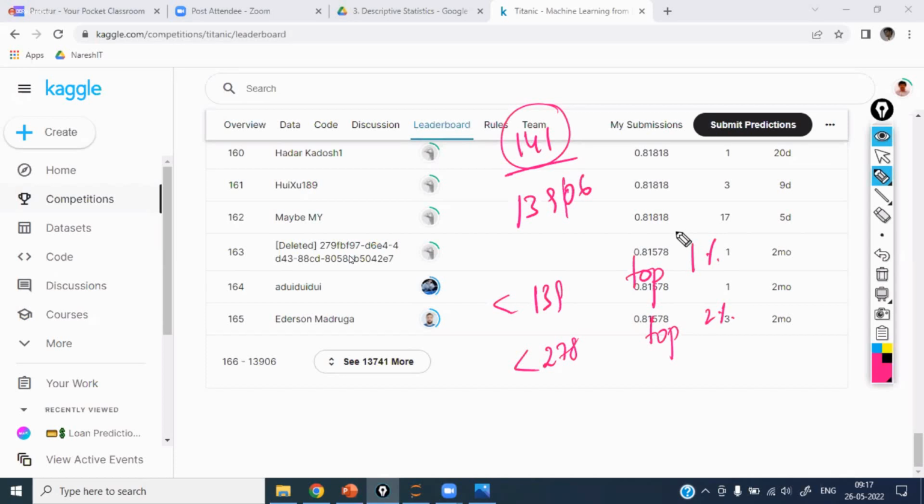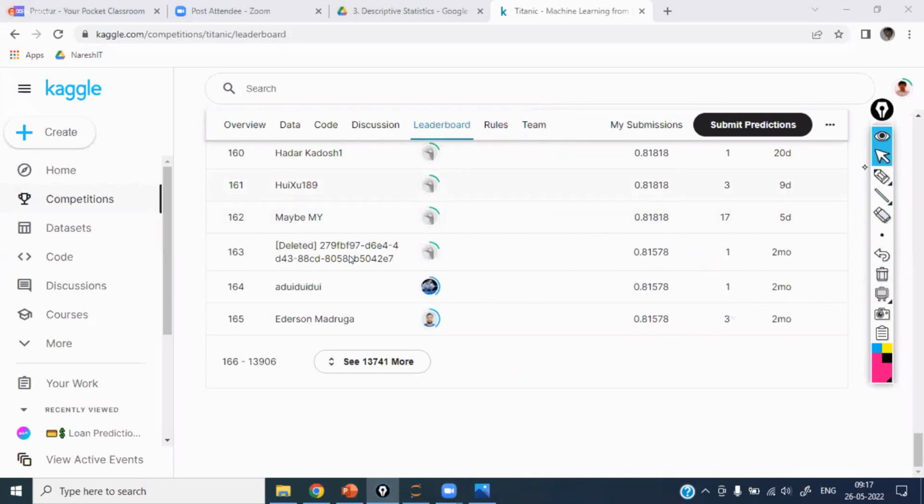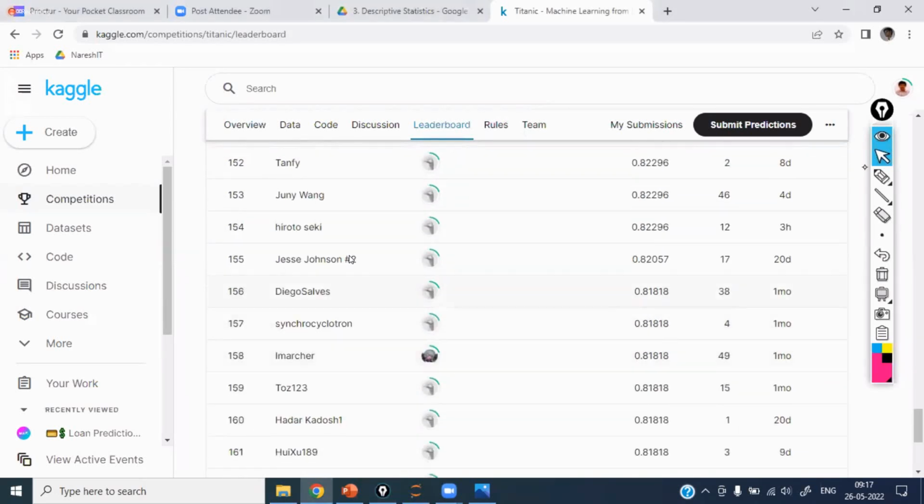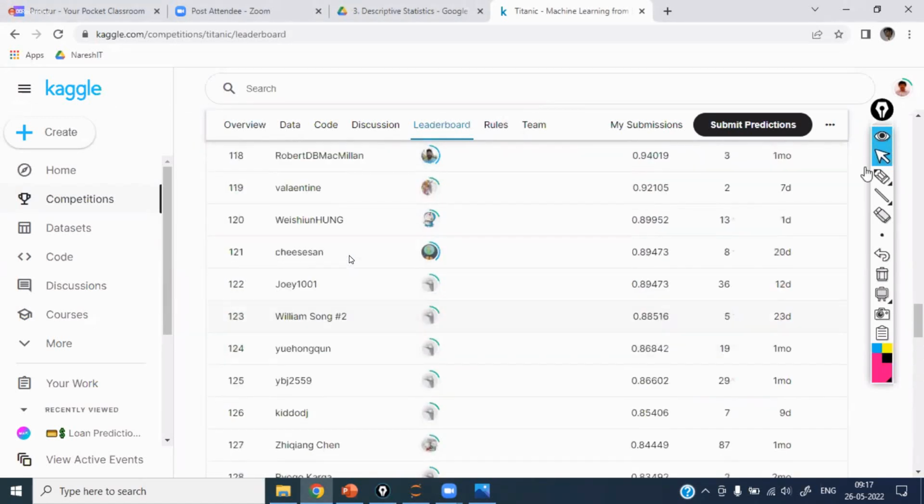There is no limit on the number of submissions. You can attempt any number of times, and it is going to consider the latest one. Whatever the latest one you have written, that is going to be considered. See, this person has attempted 17 times, 49 times, oh, 38, 46. This is nothing but the number of entries column.